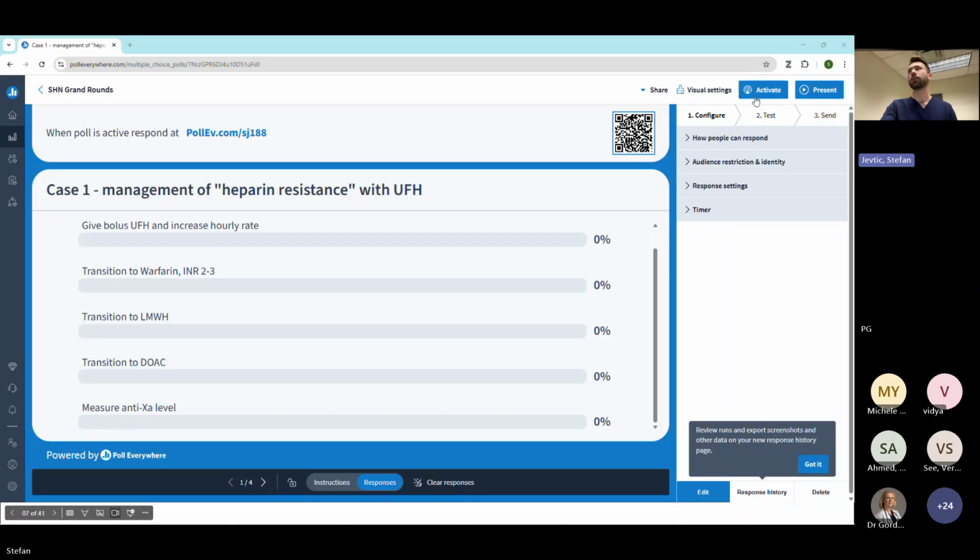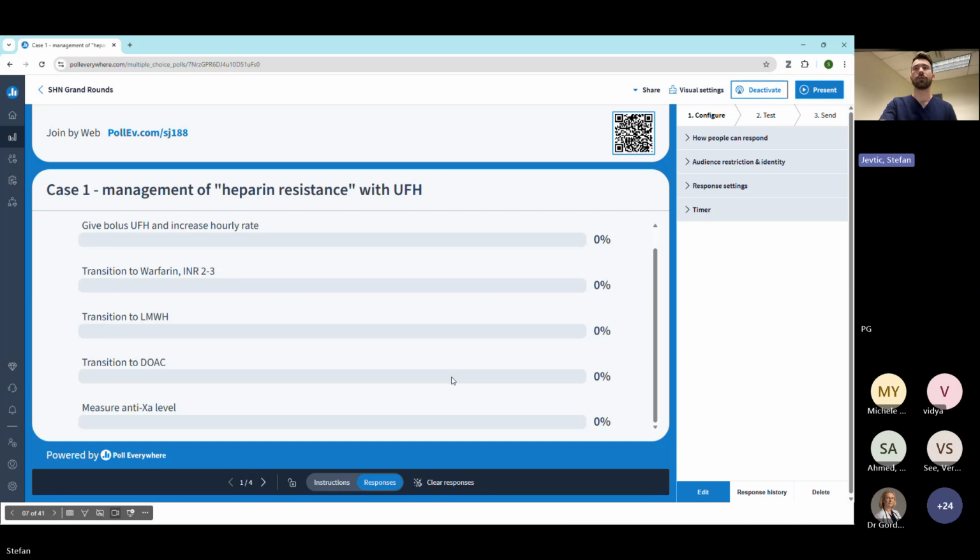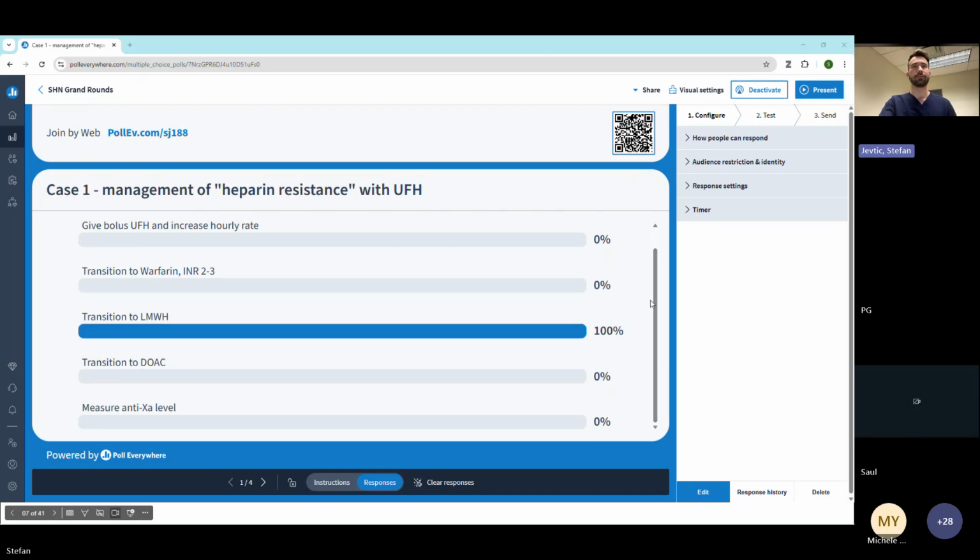And I'm just going to activate the poll here. I believe you can select more than one option. And again, just a reminder, the poll name is here, and then the QR code is here if anyone still needs it. Just give that a few seconds. So far, everyone is convincingly for the LMWH, which is great.